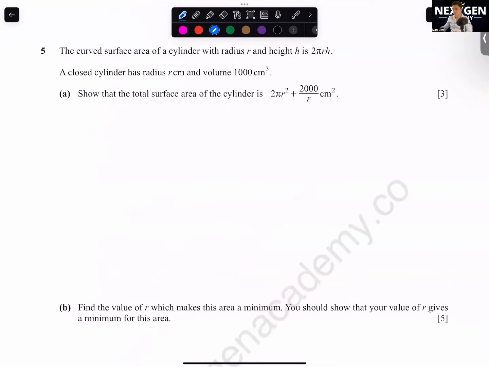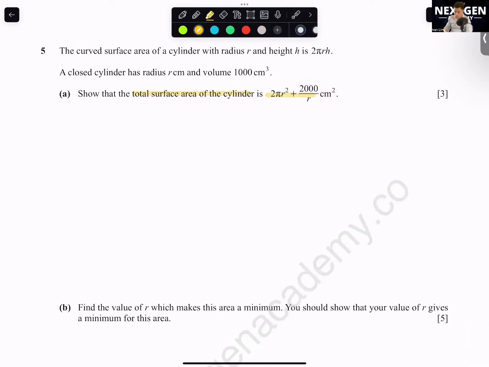Question 5. The curved surface area of a cylinder with radius r and height h is 2 pi r h. A closed cylinder has radius r cm and volume 1000 cm cubed. Show that the total surface area of the cylinder is 2 pi r squared plus 2000 over r.